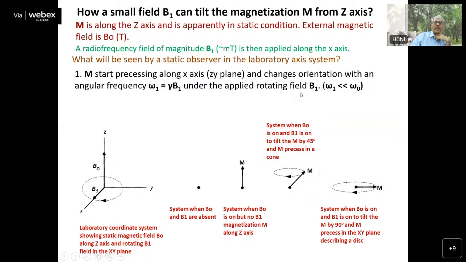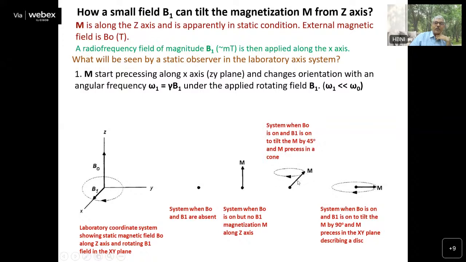As I told you, since B1 is very small compared to B0, omega 1 will also be very, very small compared to omega 0. You will see that omega 0 is in megahertz, whereas omega 1 is in kilohertz.